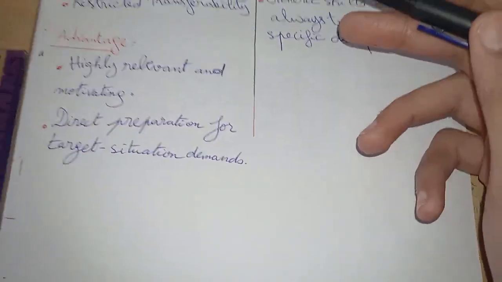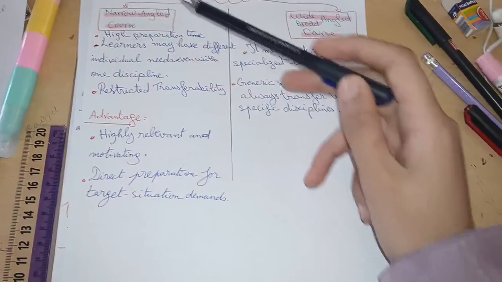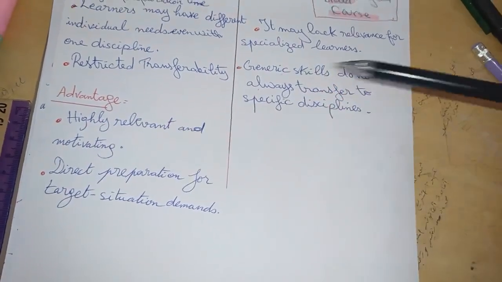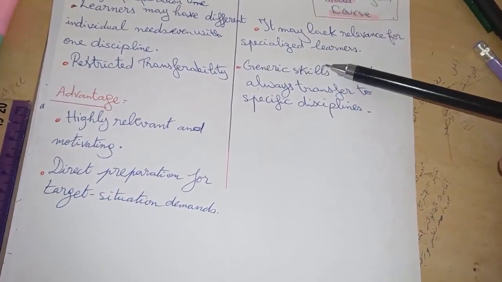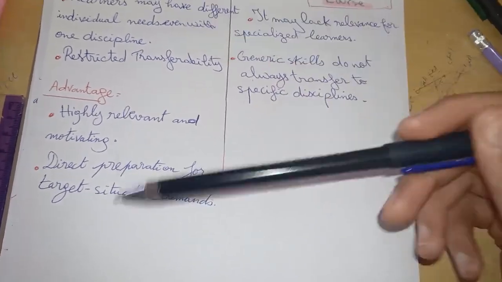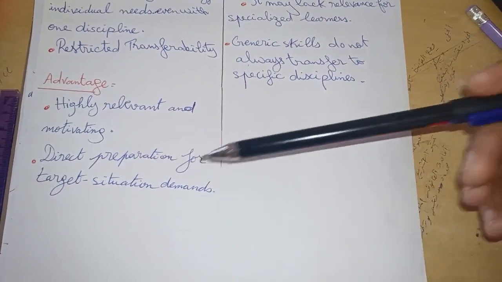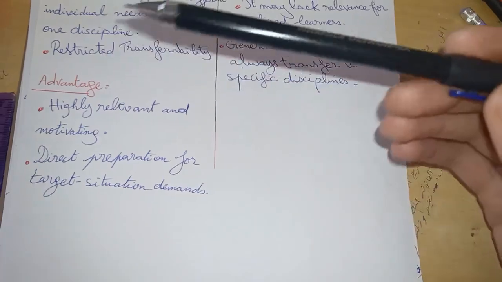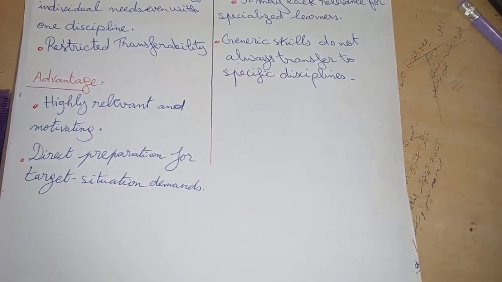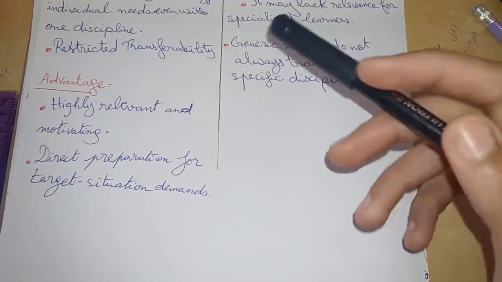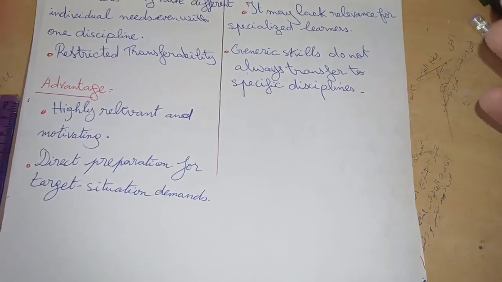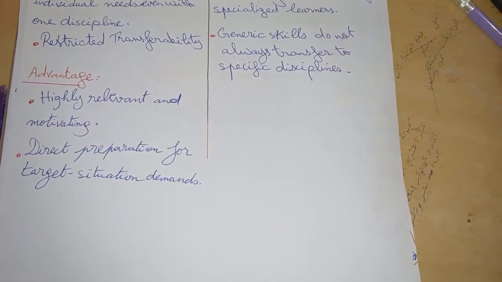And then we have the advantage of the narrow-angled course. The advantage here is that it is highly relevant and motivating, unlike this one, which is sometimes not relevant, so learners don't feel motivated to continue the course. We have another one, which is direct preparation for the target situation. They direct learners into target situation demands, because they already know their target needs, what they will gain by the end of the course.